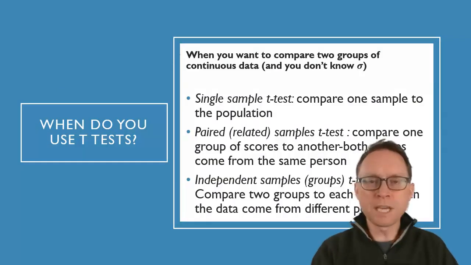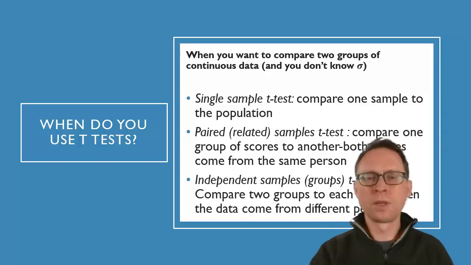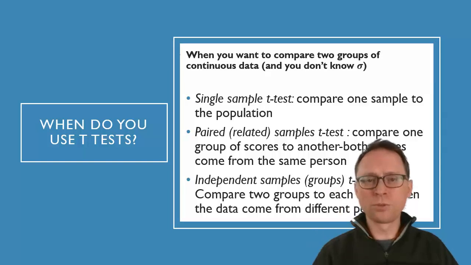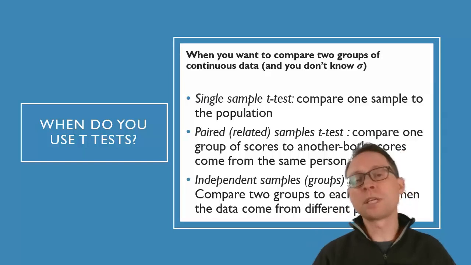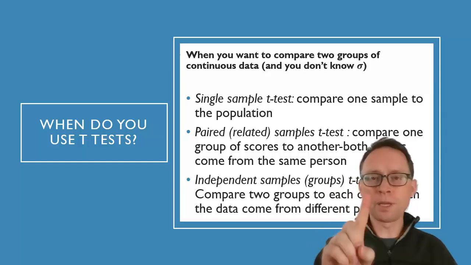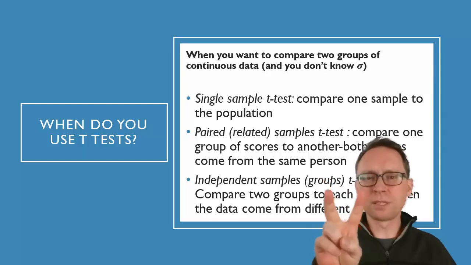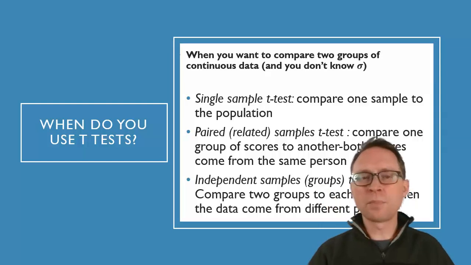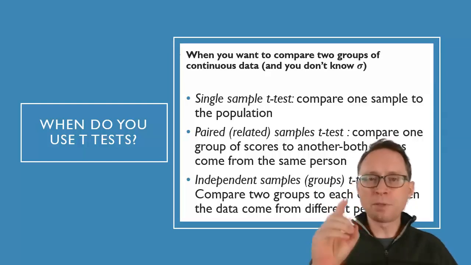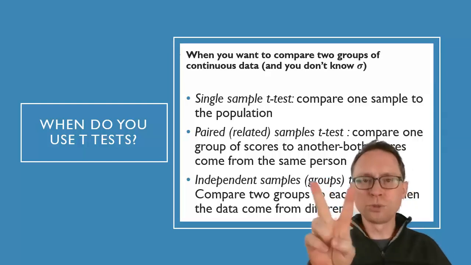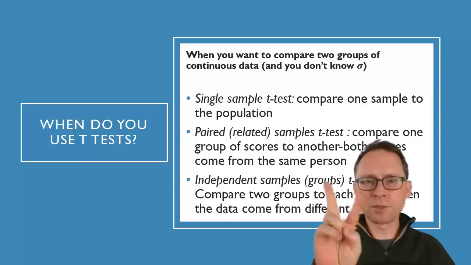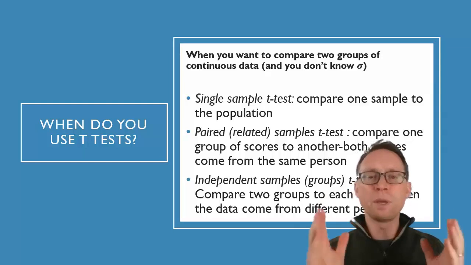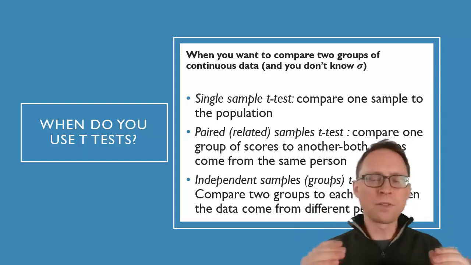T-tests compare two groups. You're comparing one thing to another. So for example, in a single sample T-test, we compare our mean, that's one group, to the population, that's the other group. A paired samples T-test compares the same people at time 1 and time 2, so the two time periods are the two groups. The independent samples t-test compares two independent groups that have nothing to do with each other.